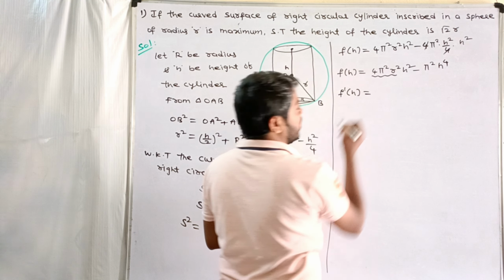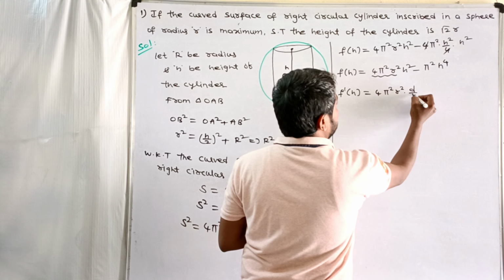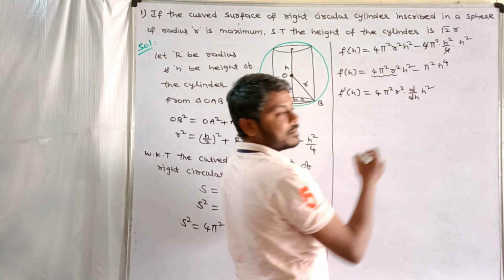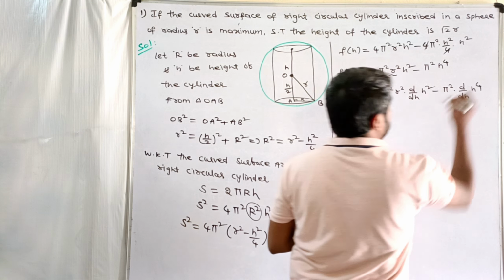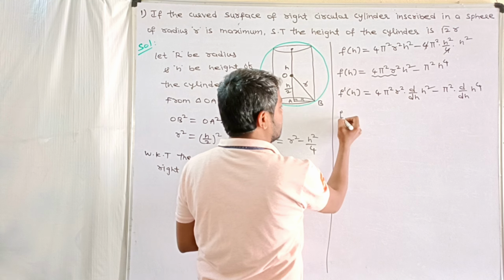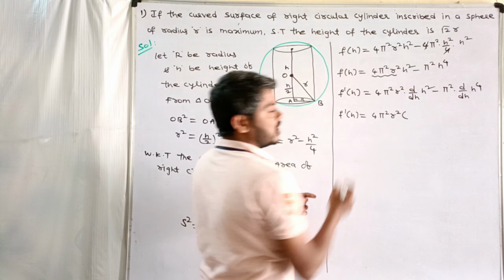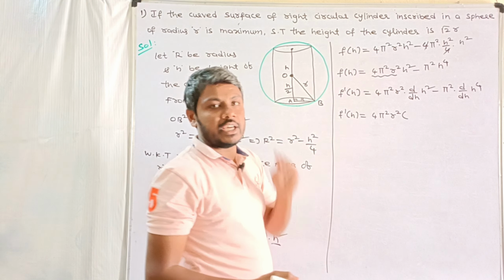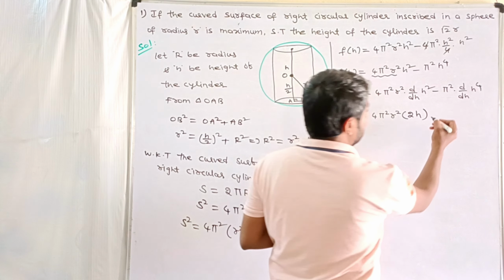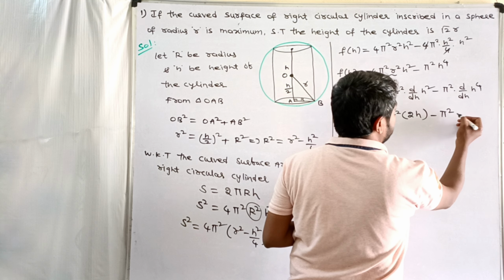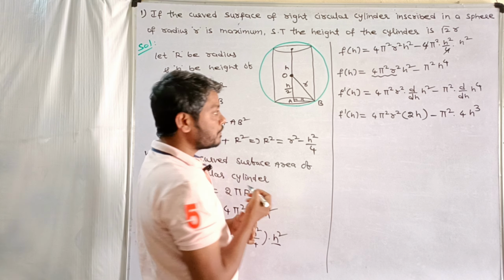See here, 4π²r² is constant, right, as it is. So 4π²r² into d by dh of h² minus π² into d by dh of h⁴. So clearly f dash of h is equal to 4π²r² times the derivative of h², n into h power n minus 1, that is 2 into h power 2 minus 1, which is 1. Minus π² times the derivative of h⁴, 4 into h power 4 minus 1, which is 3.